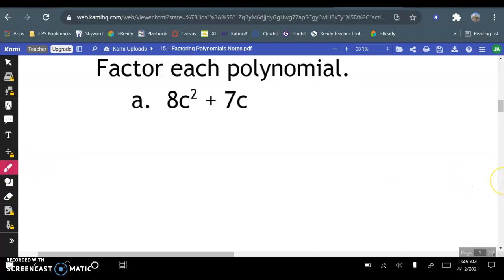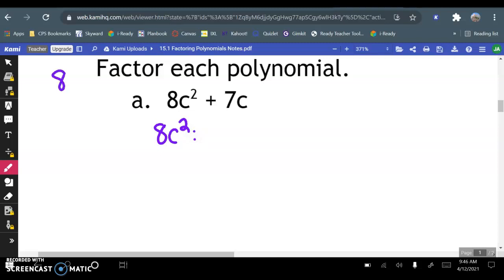All right, for 15.1 example 2, now we are going to factor each polynomial. So we have to do what we did in example 1, what we were looking at the last couple of days, and then write what is left over after this. So we have 8c squared plus 7c. So we're going to break up 8c squared first.